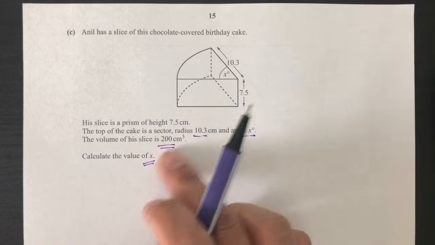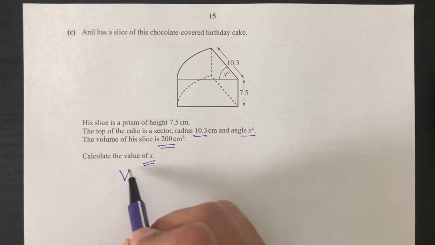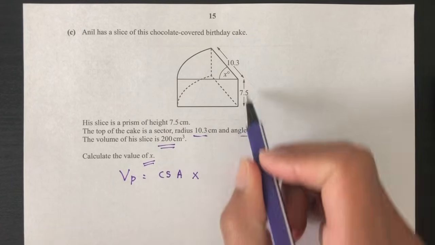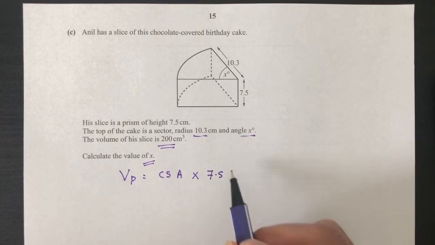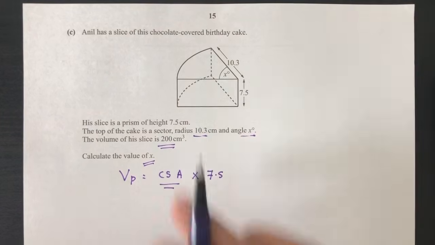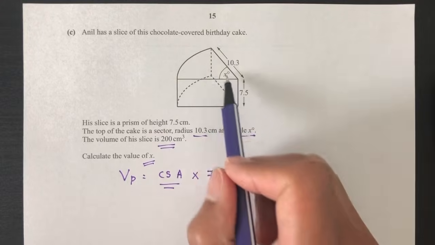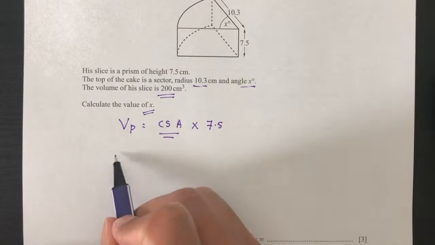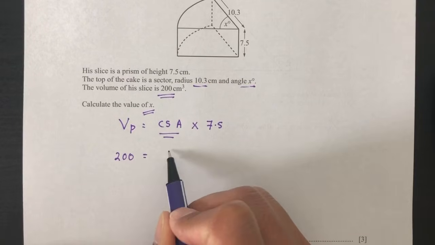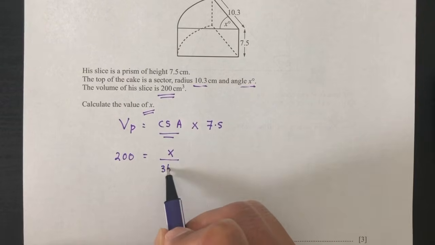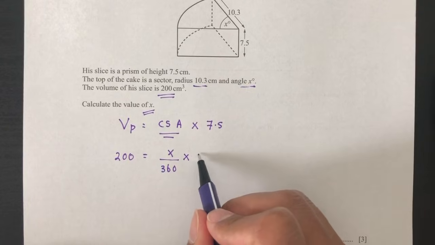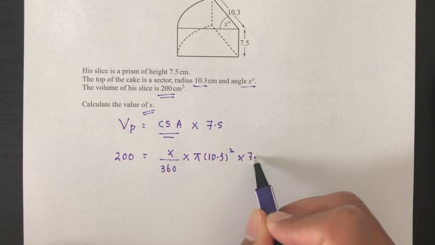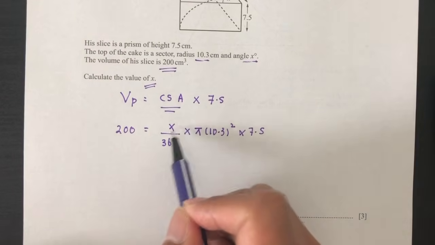So how do you find the volume of a prism? The volume of a prism is equal to the cross-sectional area times the height, which is 7.5. What is the area of the cross section? This area is just the area of a sector of the circle. So the volume of the prism, which we know is 200, is equal to x over 360 times pi r squared, where r squared is 10.3 squared, times 7.5. We have to find the value of x.